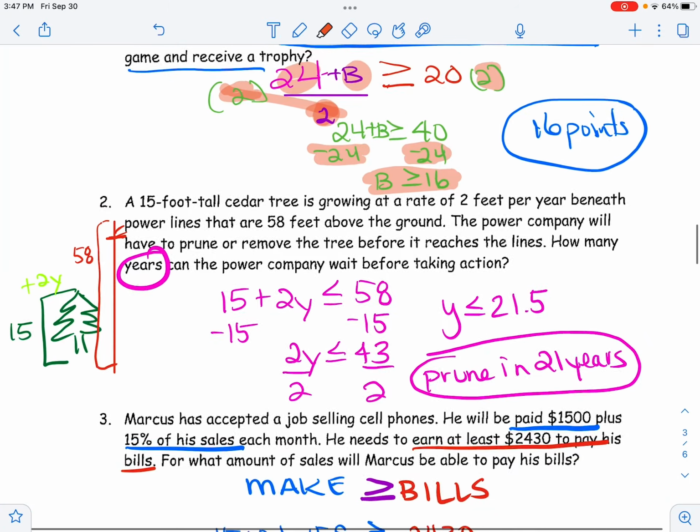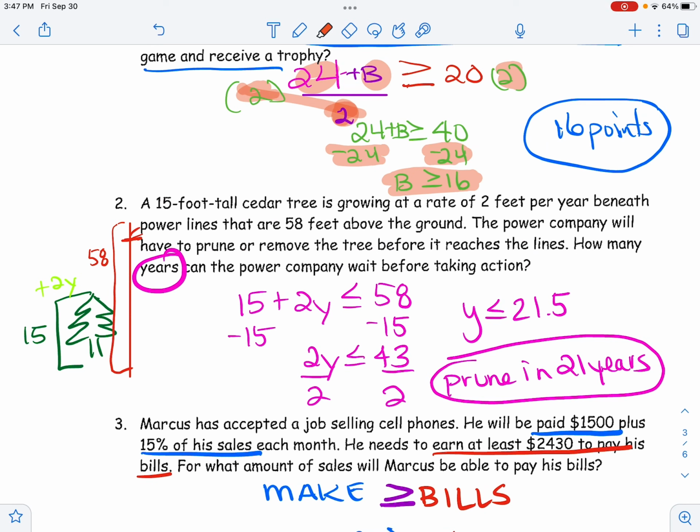All right, on number 2, we have a tree that's 15 feet tall, but it's going to grow about 2 feet every year, and a telephone pole or electrical pole that's 58 feet tall. And PG&E is going to have to trim this before it hits the power line, right? We don't want to have sparks or fires, and we also don't want to lose our power. So we go ahead and set up an inequality where the pole has to be bigger than the tree, because that's when we're going to end up having to cut it down. This actually doesn't need to be an equal to, because we don't want it to be the same height. That means we're going to have a problem, right?